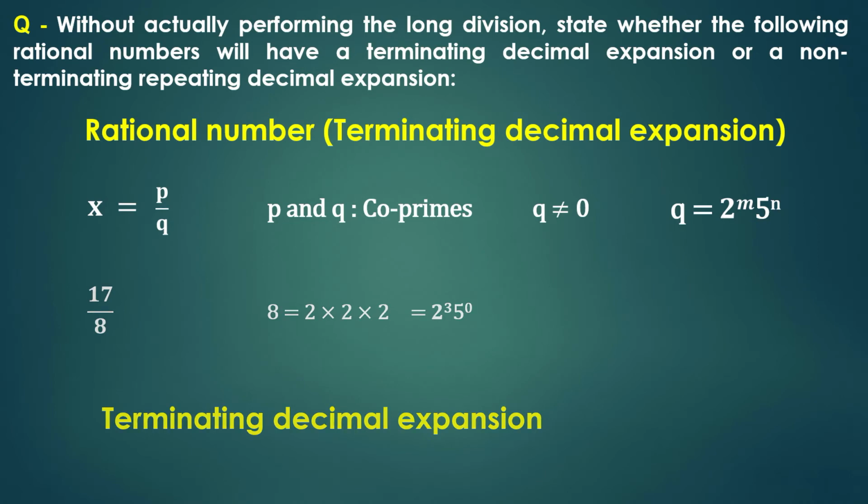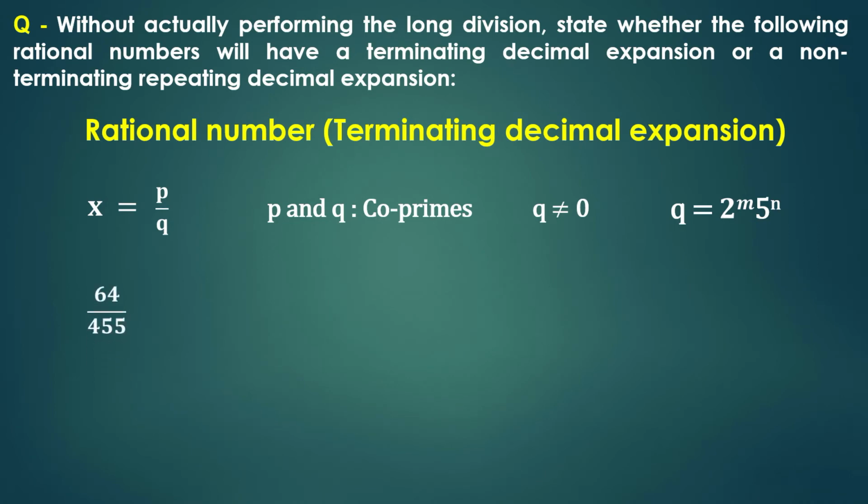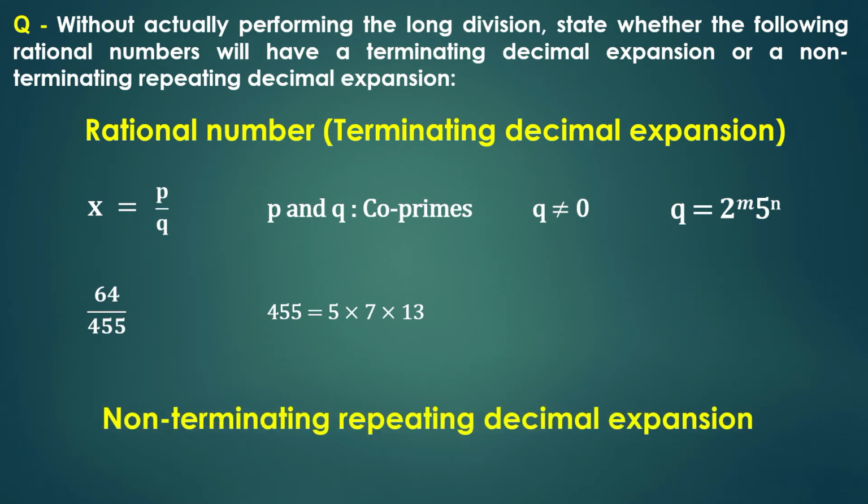Moving on to the next number, which is 64 by 455. 455 has the prime factors 5, 7 and 13. So 455 can be represented as 5 into 7 into 13. Here we can see that 455 is not a number of the form 2 to the power m into 5 to the power n. Therefore, we can say that 64 by 455 is a non-terminating repeating decimal expansion.